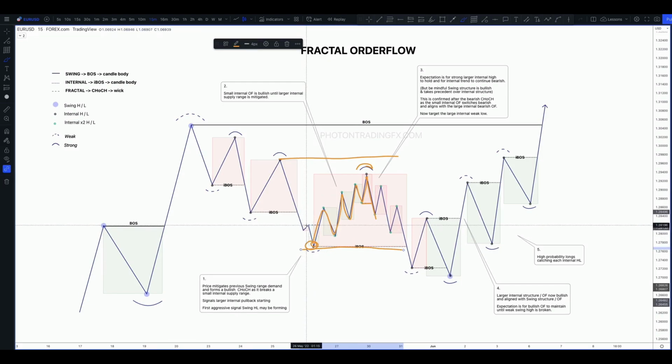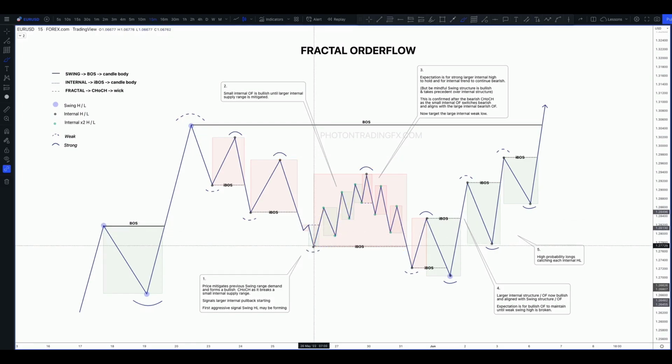We've got a bullish change of character here, which disrupts this little supply range here. So now we get rid of all these lines. That little bullish shock there gives us what? It gives us a small internal demand range. Price then comes in and mitigates it. Exact same thing, price comes in and mitigates the prior range. Price then continues up, and then we get a shift from that small internal bullish order flow to that small bearish internal order flow, right?